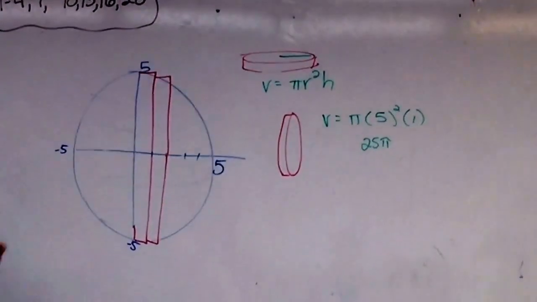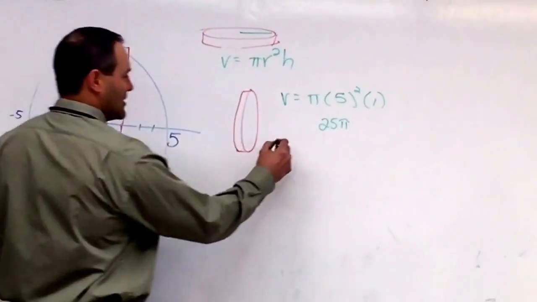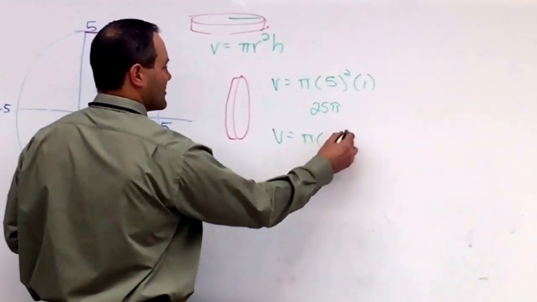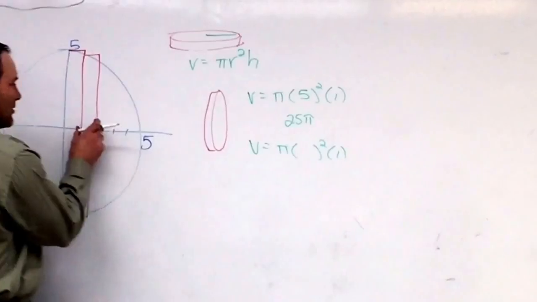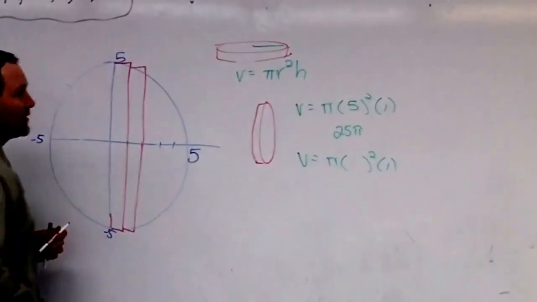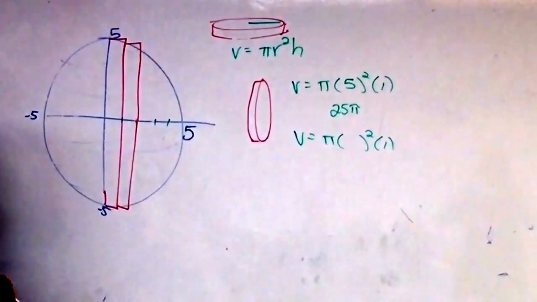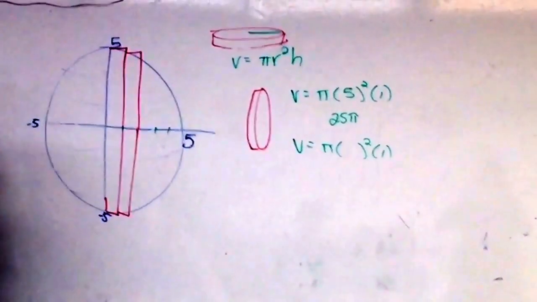So volume of that cylinder is pi r squared h. So it'd be pi r squared. My h is always going to be 1 in this case. The height of our cylinder is 1. My r is a little less than 5, right? What should we say? 4.5?